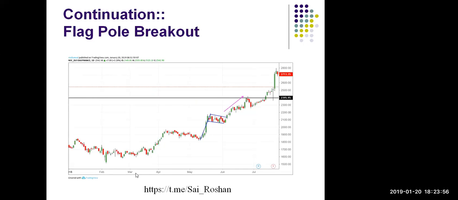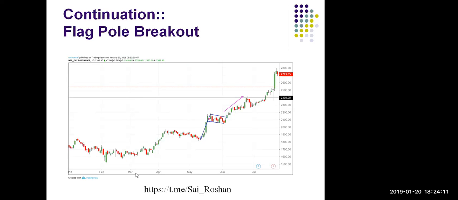Yeah, these are called continuation patterns. The earlier ones were bilateral patterns, which means it can give you a breakout or breakdown. This is a continuation pattern. What it means is, whatever trend was existing, it continues.